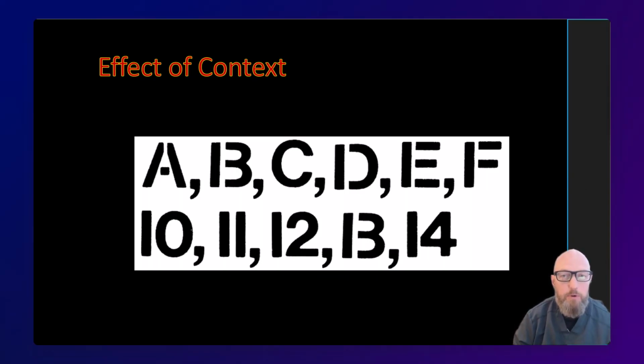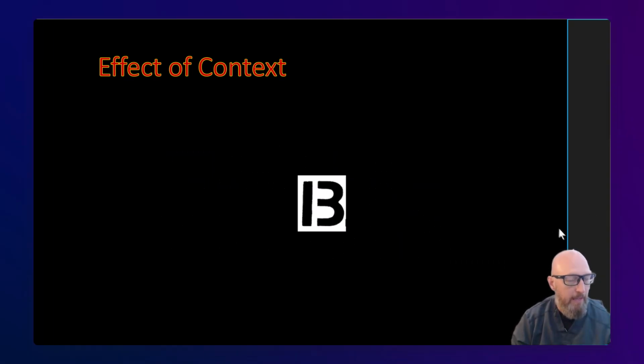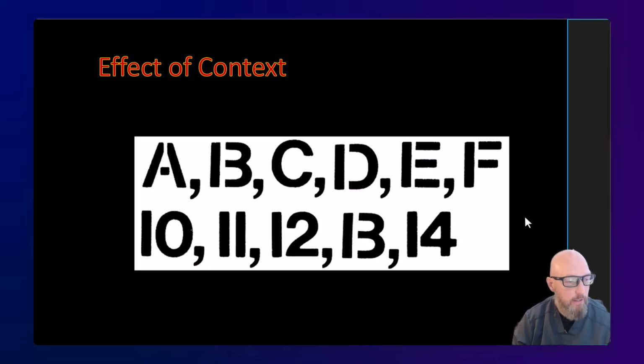So read this top row here, A, B, C, D, E, F. And then read the bottom row, 10, 11, 12, 13, 14. Pretty clear, right? And so if I ask, what is this character right here by itself? You may initially just say it's a B, or is it a 13? Let's go back. It could be either.